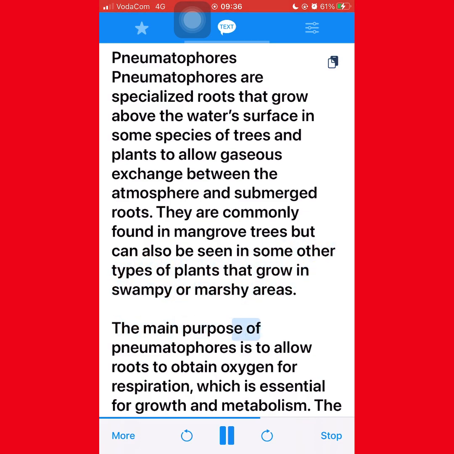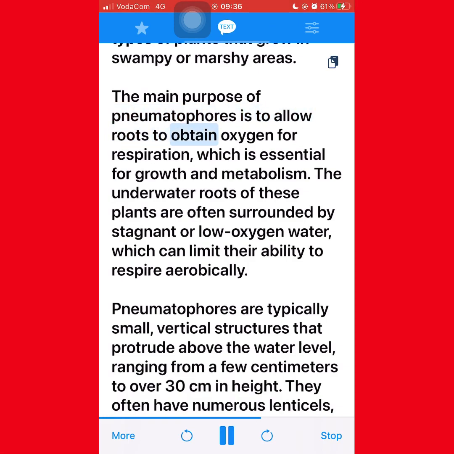The main purpose of pneumatophores is to allow roots to obtain oxygen for respiration, which is essential for growth and metabolism. The underwater roots of these plants are often surrounded by stagnant or low oxygen water, which can limit their ability to respire aerobically.